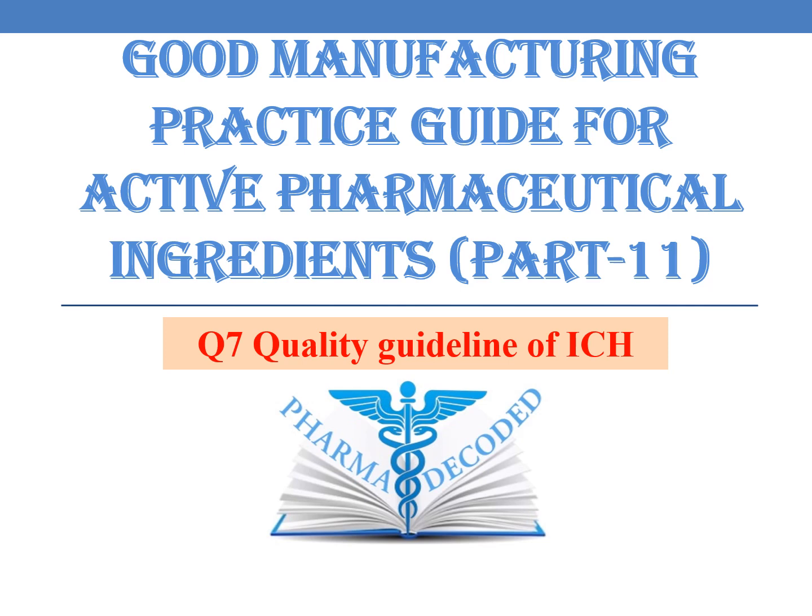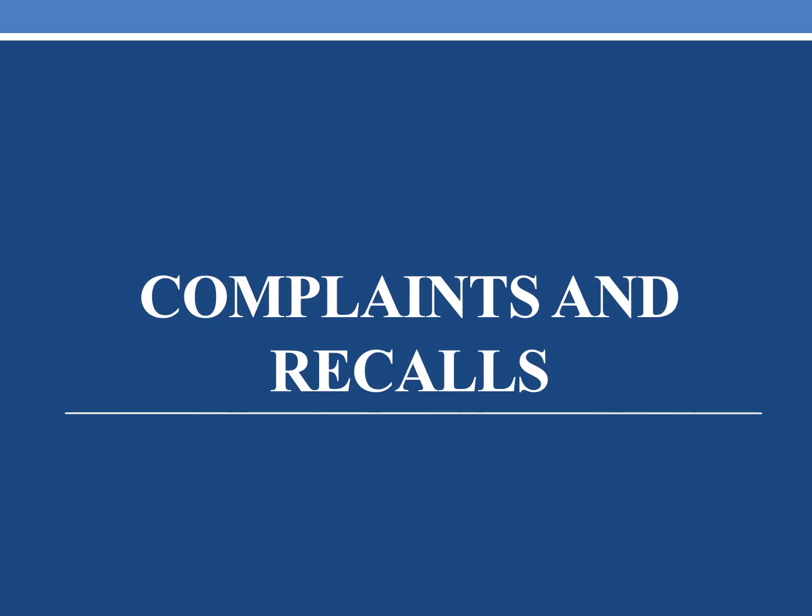Hello everyone, now let us discuss the Good Manufacturing Practice Guide for Active Pharmaceutical Ingredients, Part 11. This comes under the Q7 Quality Guideline of ICH. Here we will be discussing complaints and recalls. This is a continuation of Part 10.